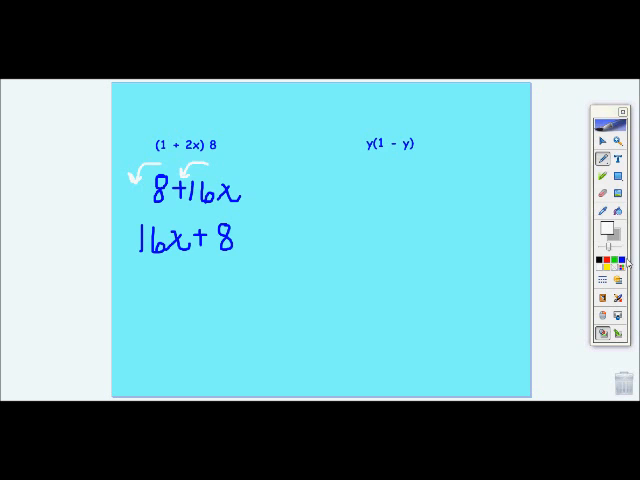In the next one, they have it written correctly for the outside, but the inside again is in a slightly different order. So I would do my y times a positive 1 would give me 1y. So anything times 1 gives you the same thing. So there's my y. And then y times a negative y. So I'm going to have a y squared, but a positive times a negative is going to be a negative. So I have a negative y squared.